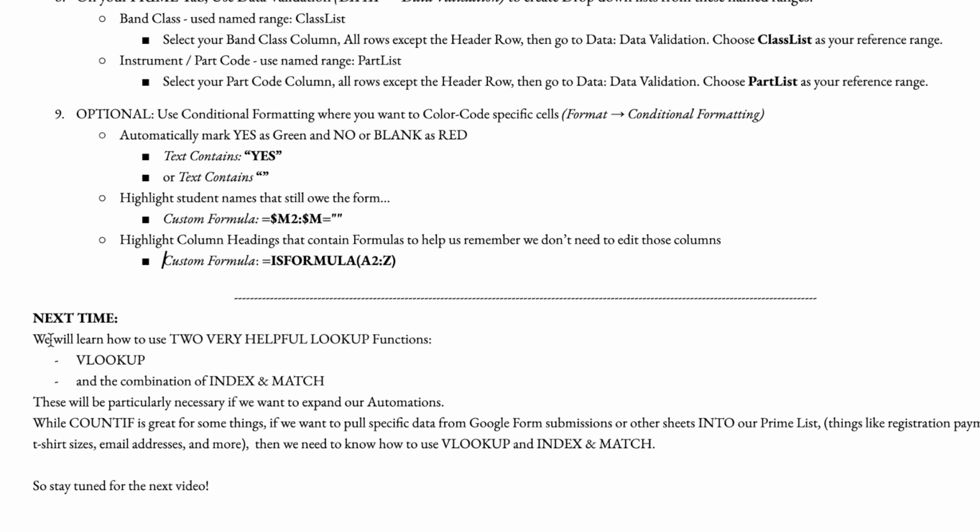So next time we're going to learn how to use two very helpful lookup functions, VLOOKUP and the combination of INDEX and MATCH. So these are going to be really helpful if we want to expand our automations. Okay, if you want to pull some certain data from Google Form submissions or other info to your prime list, things like registration payments or t-shirt sizes, if you've got an email address list, or even something you're importing from your school district's gradebook software, you need to know how to use VLOOKUP and INDEX and MATCH. And we'll cover that next time.